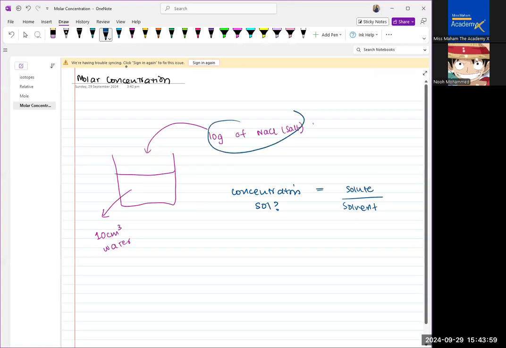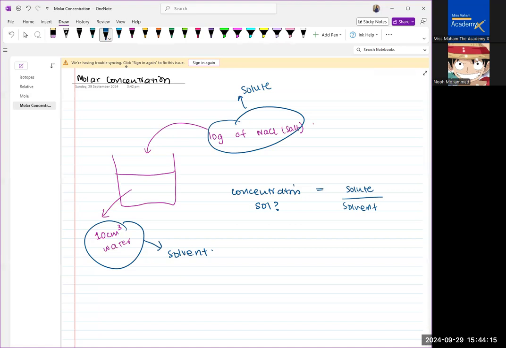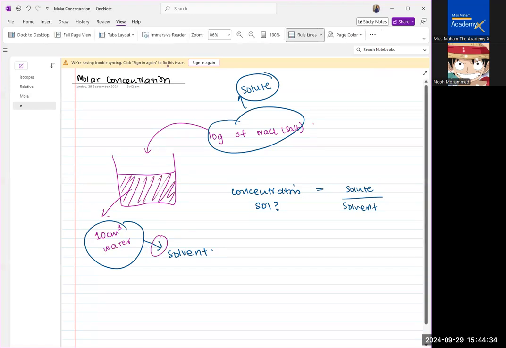So solute is what you add into the solution, and the liquid to which you're adding it is called the solvent. Okay? Which one was solute again? Solute is the thing that you're adding. This is solute. And solvent is the liquid that you already have. This is your solvent, and your salt is your solute. Okay?